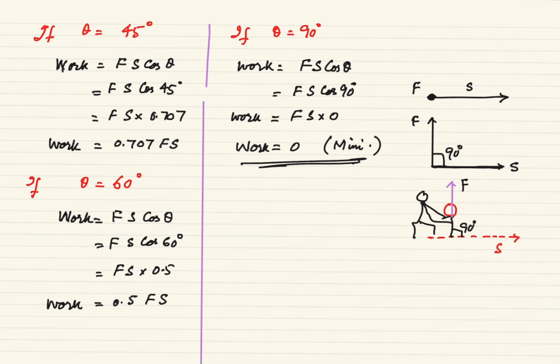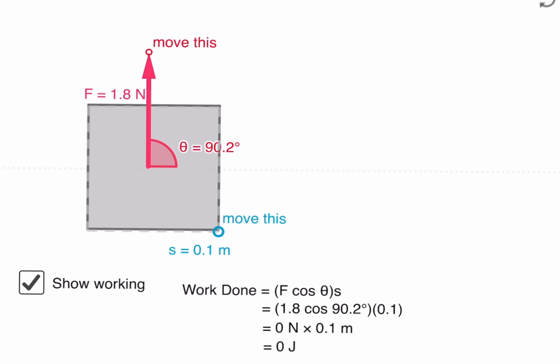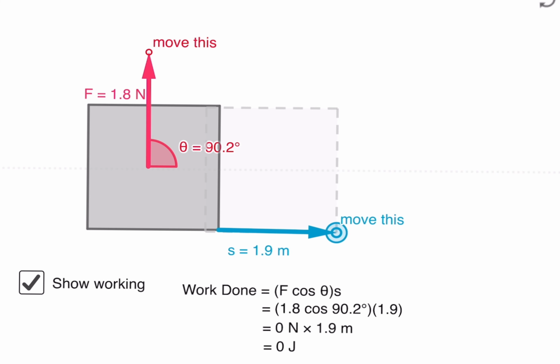Just to show you this situation, I'm going here, and you can see that we have a force and we have a displacement. We can change this displacement, we can change the force as well. For the time being, the solution is that work done is equal to F cos theta s. So if you have 1.8 and of course the angle is 19.2, which is close to 90, and 0.1 is the displacement, the work done is 0. And if you are moving the body in this direction, what is happening? No work is being done by the force.